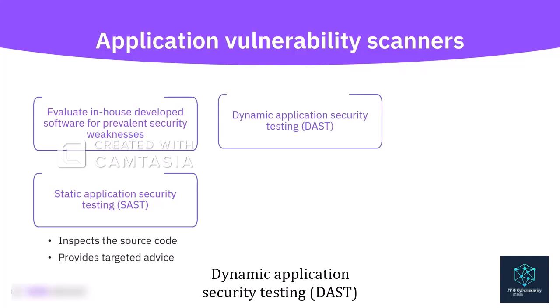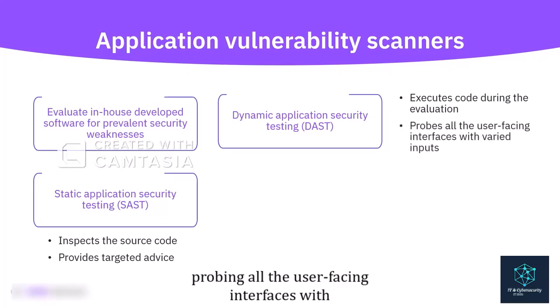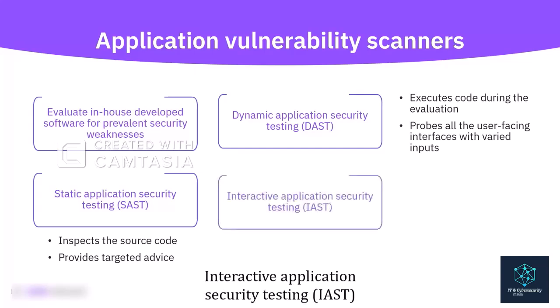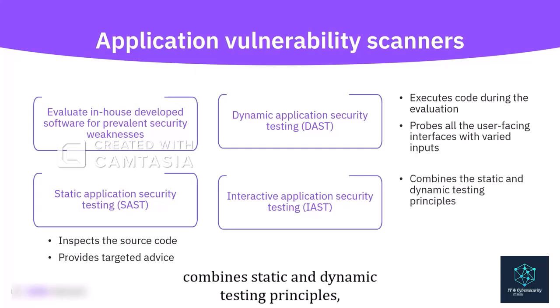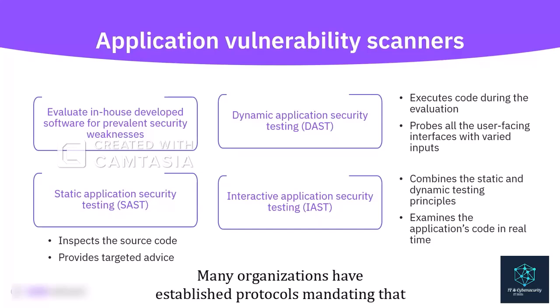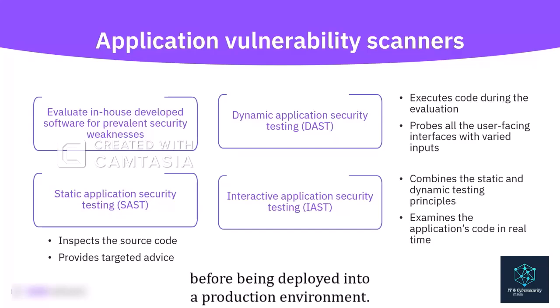Dynamic Application Security Testing, DAST, involves executing code during the evaluation, probing all the user-facing interfaces with varied inputs to find potential security issues. Interactive Application Security Testing, IAST, combines static and dynamic testing principles, examining the application's code in real time as testers interact with the live application. Many organizations have established protocols mandating that all applications pass these tests before being deployed into a production environment.